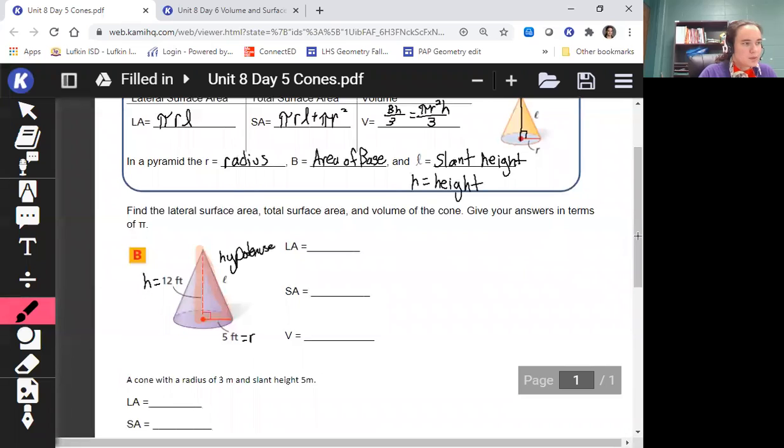So we are going to do 12 squared plus 5 squared equals our slant height squared. 12 squared is 144 plus 5 squared, which is 25, equals our slant height squared. Added together, that gets us 169, equaling our slant height squared. Then we're going to take the square root of both sides. So our slant height is 13.